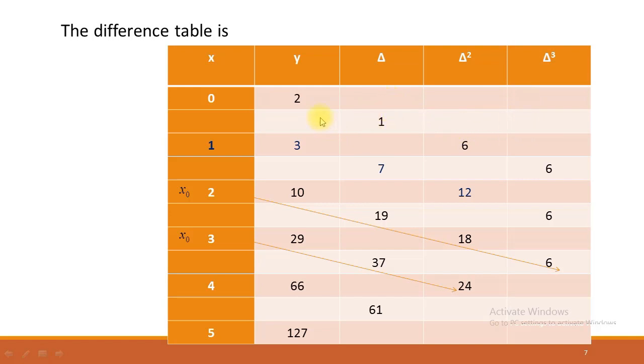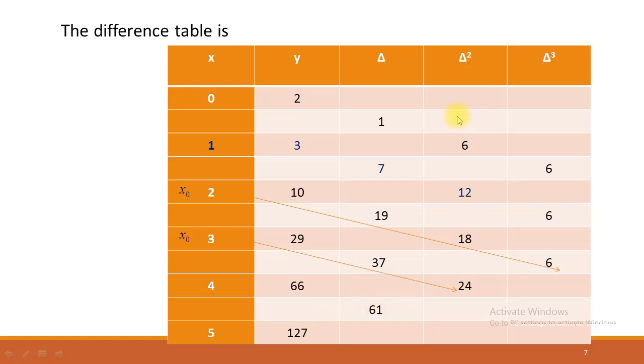For the first differences, subtract 2 from 3, we get 1. 3 from 10, we get 7. 10 from 29, we get 19. 29 from 66, we get 37. And 66 from 127, we get 61.